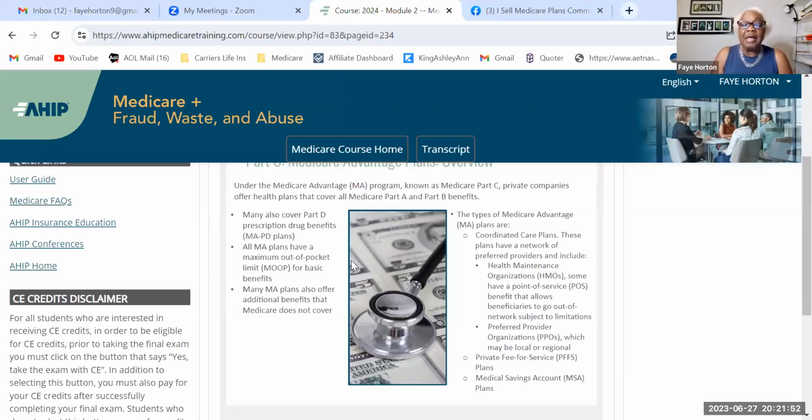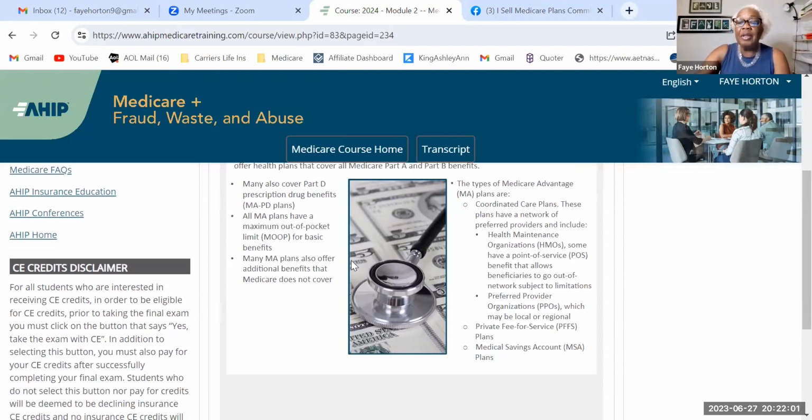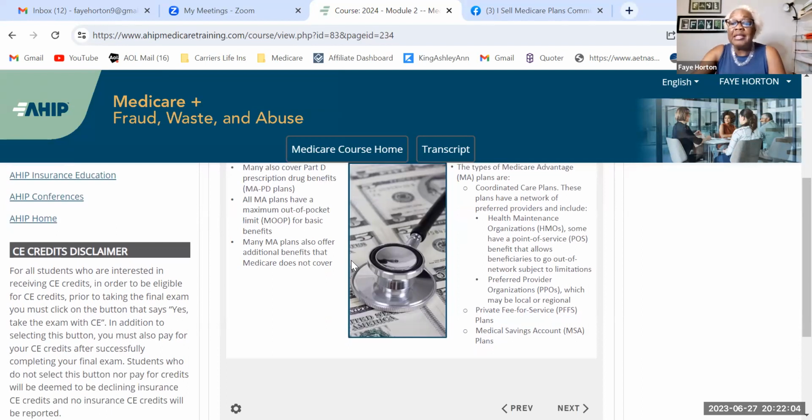Many Medicare Advantage plans also offer additional benefits that Medicare does not cover. The types of Medicare Advantage plans are coordinated care plans. These plans have a network of preferred providers and include health maintenance organizations, which are your HMOs. Some have a point of service, POS, so you will see some plans where the plan name includes HMO-POS. And that POS piece would allow the beneficiaries to go out of network for certain benefits within the plan.